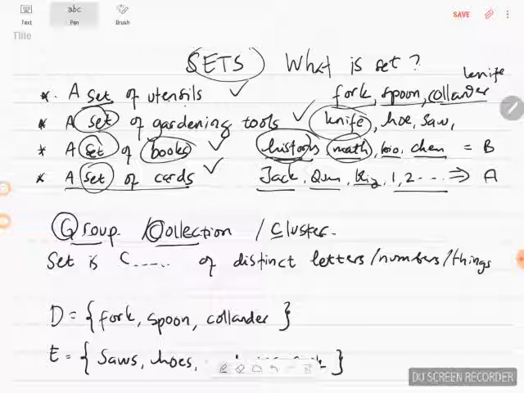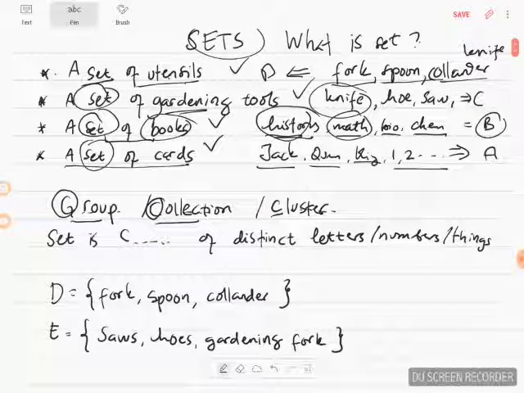So again, I just want to emphasize this again. The collection of all these math, history, bio, and chemistry books, they form one set, which is a set of books. In this case, set B. Knife, hoe, saw, and so on, they form one collection, which is a set of gardening tools, right? Which, let's say, we name it as set C. Fork, spoon, colander, knife, and so on, they form one set, which is a set of utensils. Let's name it D, set D.